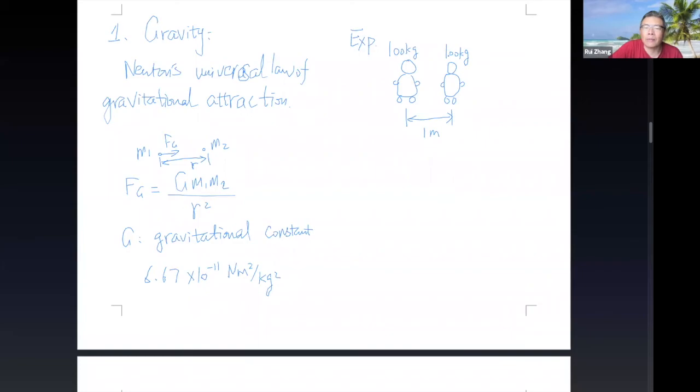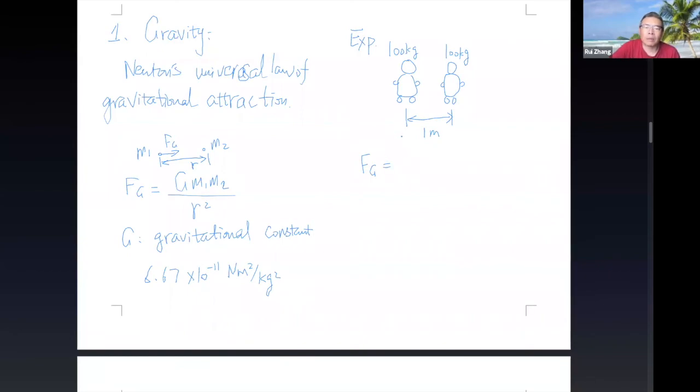It's more than 200 pounds for each one of them. But that's an easy calculation because 100 kilograms is a whole number. So if we plug these numbers into this, we can calculate the gravitational attraction between the two students.